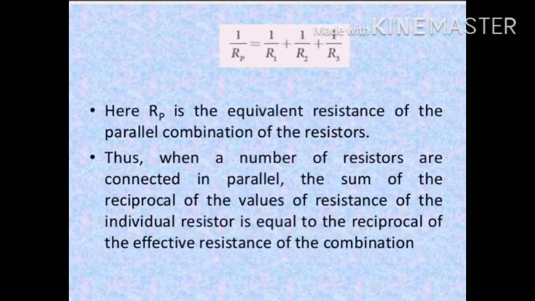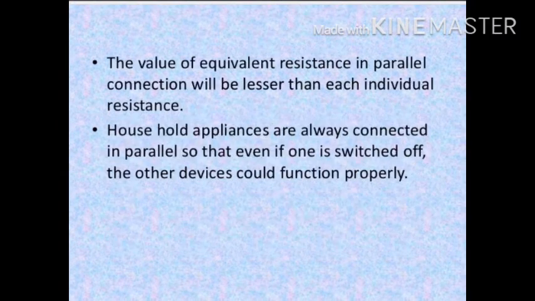Dear students, kindly remember in series, the total resistance you take as the sum of all the resistances, that is R1 plus R2 plus R3. Whereas in parallel, you have to take the reciprocal of the resistance, that is 1 by R1 plus 1 by R2 plus 1 by R3 will be the total resistance, 1 by Rp. The value of equivalent resistance in parallel connection will be lesser than each individual resistance.